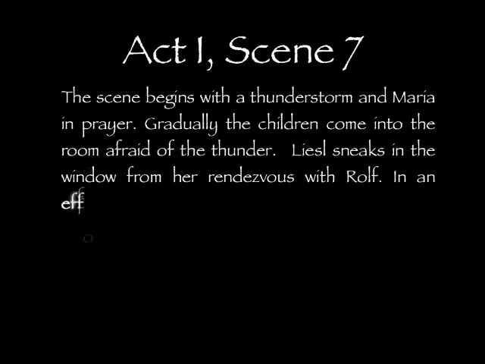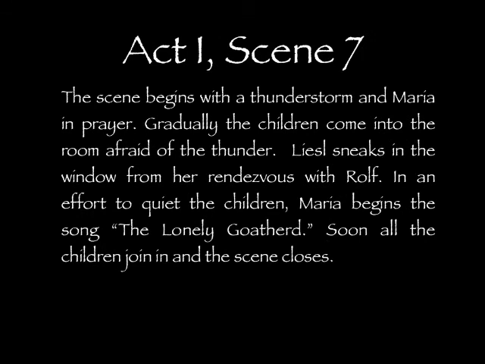And we can see that in Act 1, Scene 7, the scene begins with a thunderstorm and Maria in prayer. Gradually, the children come into the room afraid of the thunder. Liesl sneaks in through the window from her rendezvous with Rolf. And in an effort to quiet the children, Maria begins the song, The Lonely Goatherd. Soon all the children join in and the scene closes. So the scene basically builds to this musical number, which, by the way, is different from the film. So being clear about writing for the theater, in case you're looking at a show that you only know from film, being clear about what goes on in the theater and understanding how the music fits into the scene.